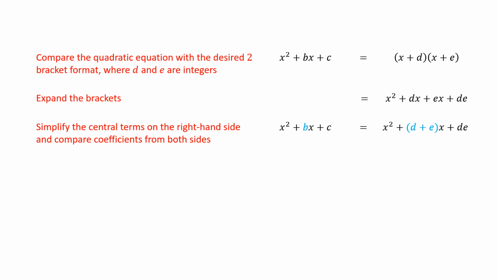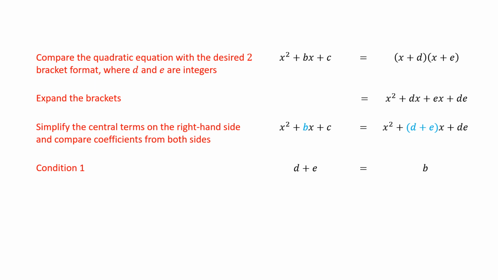So what do I mean by this? Well, we've got our x term here on the left-hand side, which is this b, and on the right-hand side, we have d plus e. So what this means is d plus e is equal to this b term. Now this is obviously a little bit abstract at the moment because we don't have numbers, but b would represent some number. So the 2 terms that we have in our bracket after the x, added together, have to equal this b term, whatever this might be.